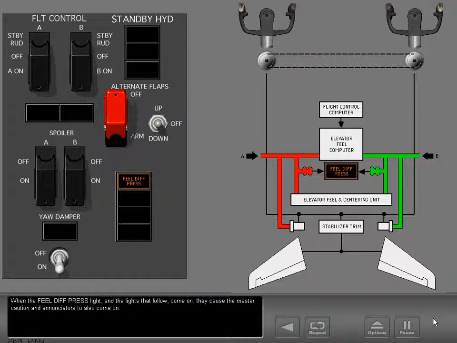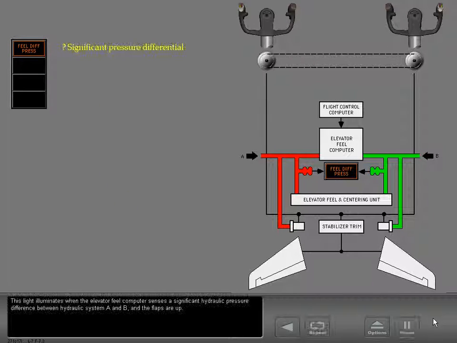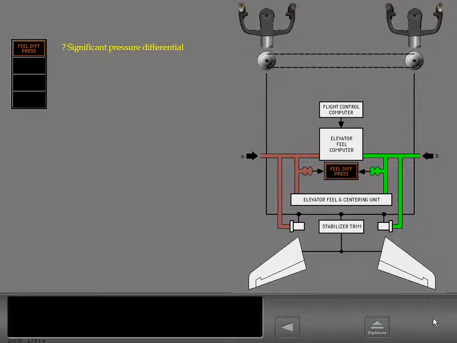When the field differential pressure light and the lights that follow come on, they cause the master caution and annunciators to also come on. This light illuminates when the elevator feel computer senses a significant hydraulic pressure difference between hydraulic system A and B and the flaps are up. The feel system will operate with only one hydraulic system. This condition does not require crew action in flight.